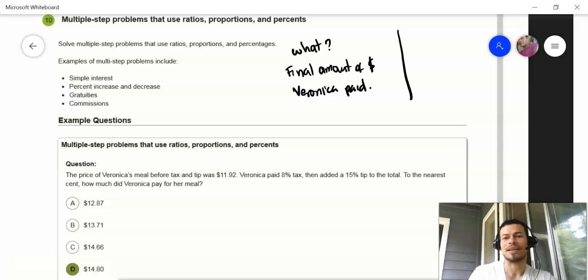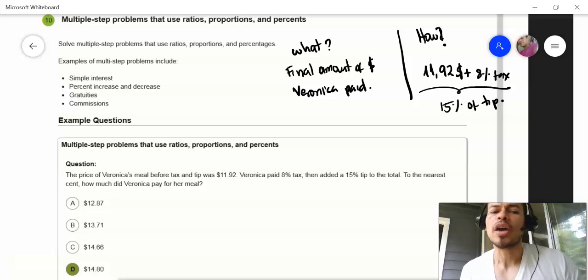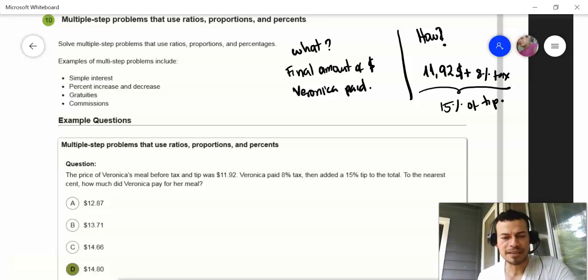So how are we gonna find that? Well, we know that initially she paid $11.92 for her food, but then we need to add to that the 8% of the tax, okay? And then to this one that she paid, we need to add 15% of tip to the total. This is a multi-step problem, because we need to solve the problem in stages. So let's calculate first how much is the tax.